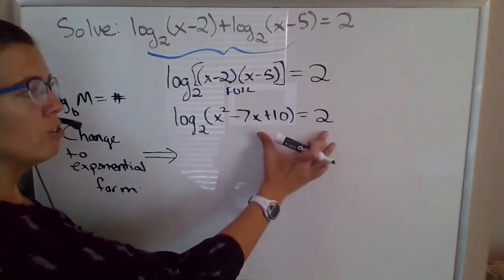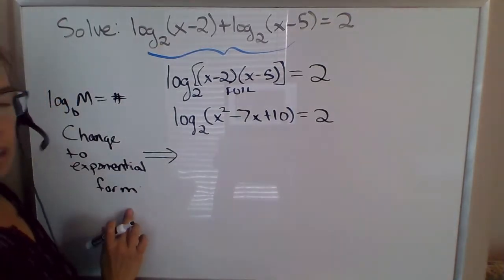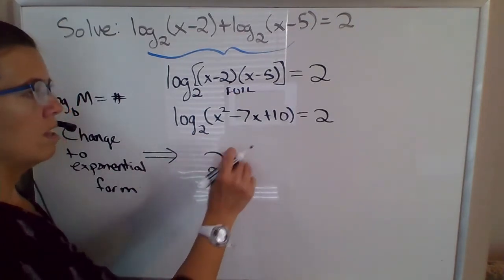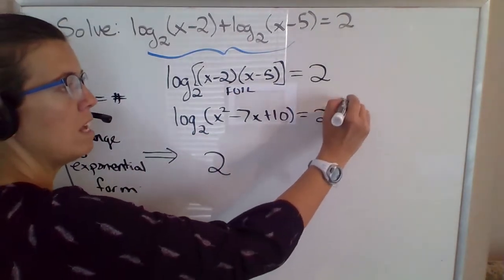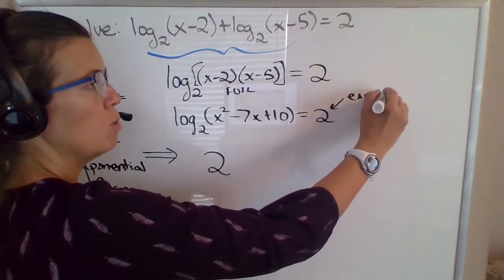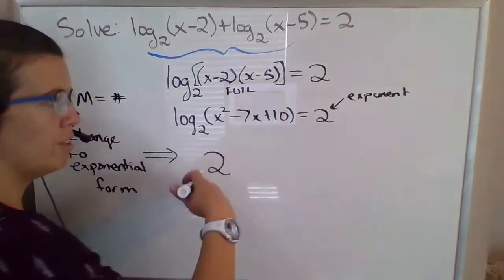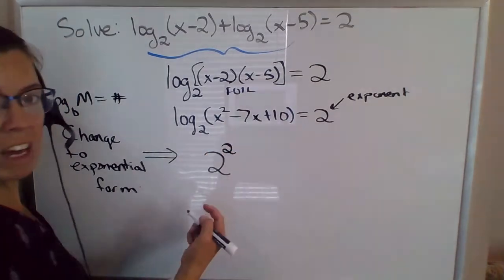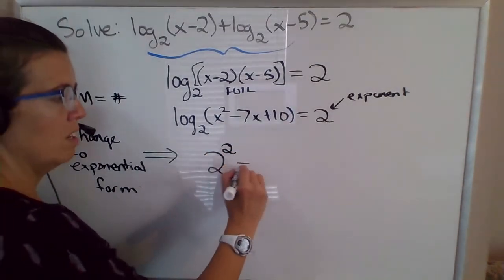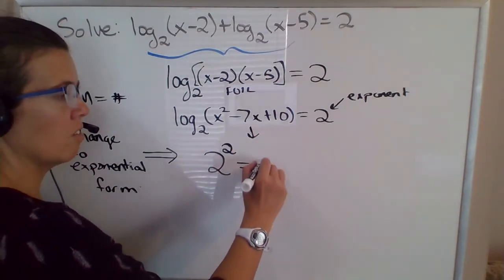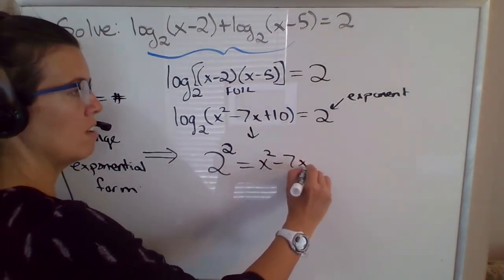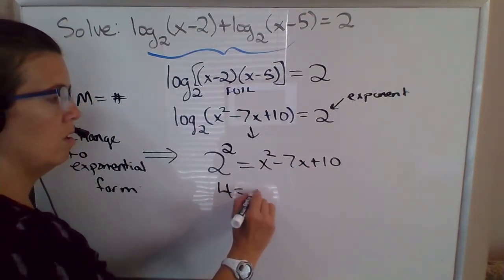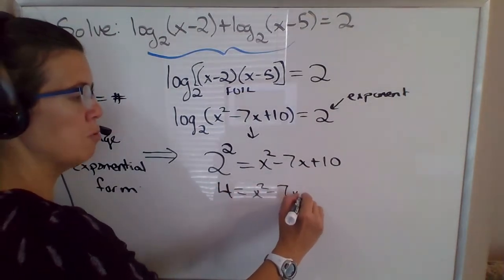So when you have log equals a number, change it to exponential form. So in this case, the base is 2. The exponent is 2. Remember, log always equals the exponent. That's what log does. It solves for what power of this gives me this. So if it's equal to 2, 2 is that critical power of 2 that gives us all of this, x squared minus 7x plus 10. Well, 2 squared, that's 4.